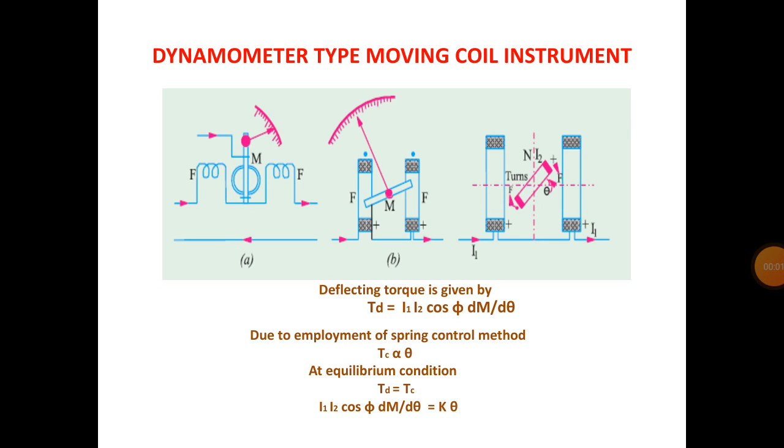Now in this video we are going to see the dynamometer instrument. Under this we are going to see the construction, working, torque expressions, advantages and disadvantages, extension ranges of an ammeter and voltmeter, errors and compensations. These are the things we are going to discuss now.